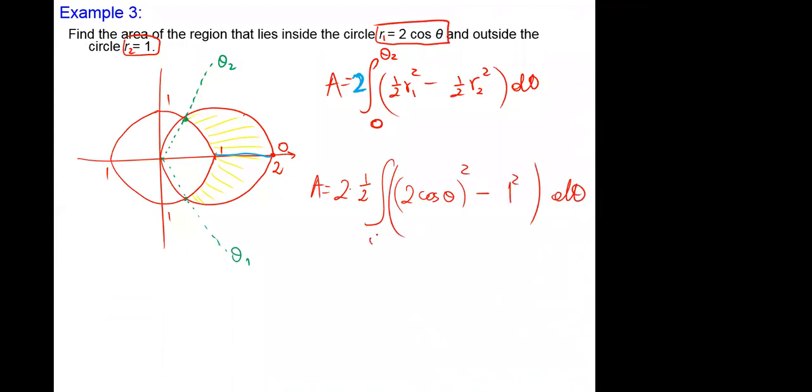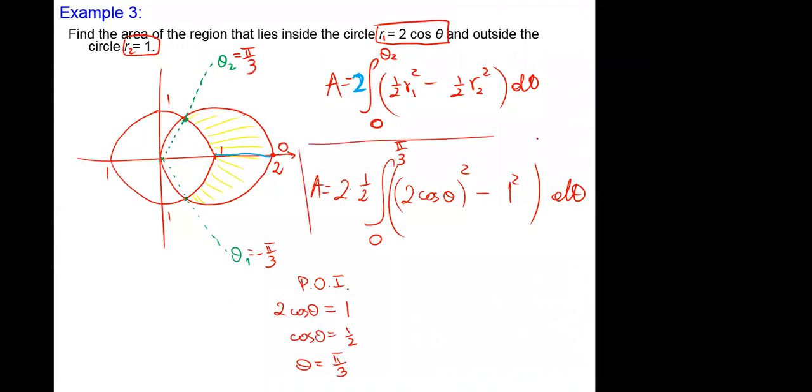Okay, but I need my angles. What do I have to do? I have to find the points of intersection. 2 cosine theta is equal to another curve, 1. Cosine theta is 1/2. Cosine for what angle is 1/2? Of course, for 60 degrees. That means this is pi over 3. And this is negative, but we will not use it. Pi over 3. Oh no, everything has to be boxed.